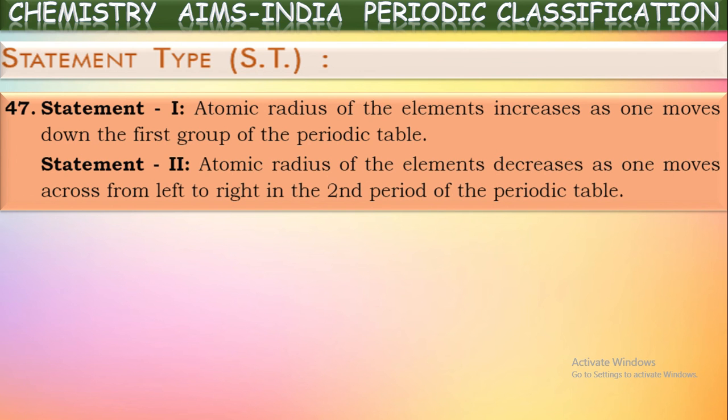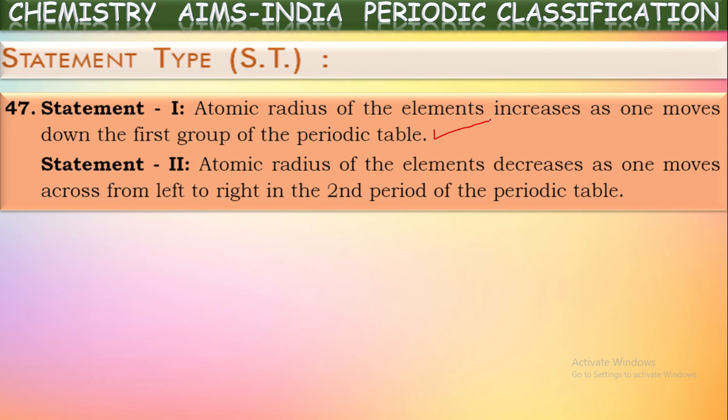Because from top to bottom, if you see in the first group, from one element to another element, as we move down, a new shell is being added. If we see hydrogen, it has only one shell. Next, lithium, two shells. Sodium, three shells. In this way, top to bottom number of shells for an element increasing. As number of shells increases, obviously size of the atom also increases. So we can say atomic radius of the elements increases as we move from top to bottom of the first group of the periodic table. This is correct. Correct statement.